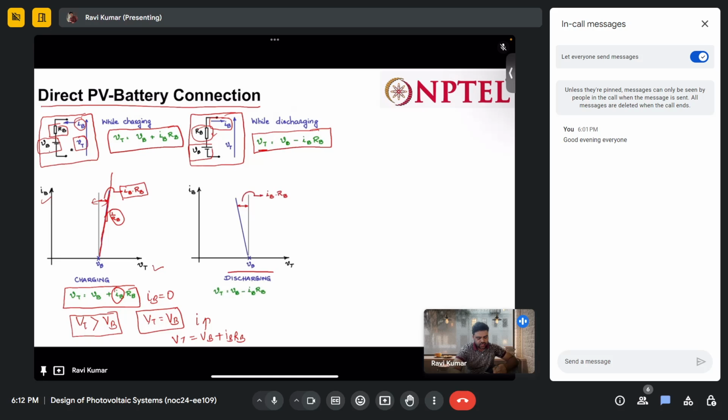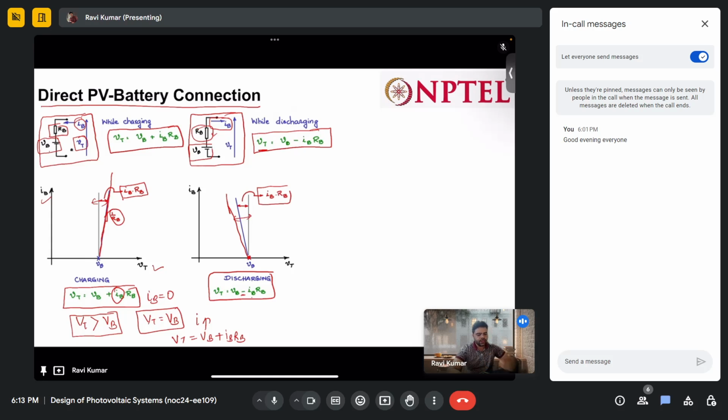While discharging, the same thing: at IB 0, VT equals VB, this is the point where it equals VT. When it is discharging, IB in this case is negative, so our line at an angle will go this side, because it is less than this VT. So this is the case while it is discharging.